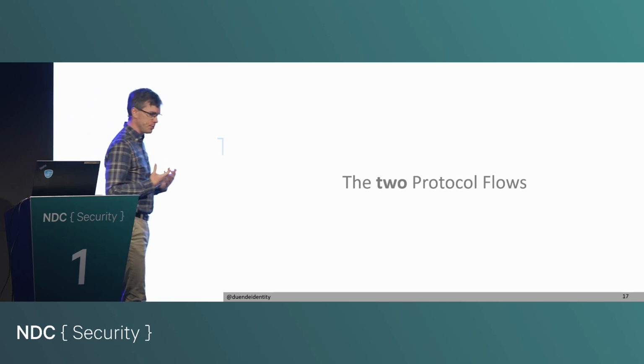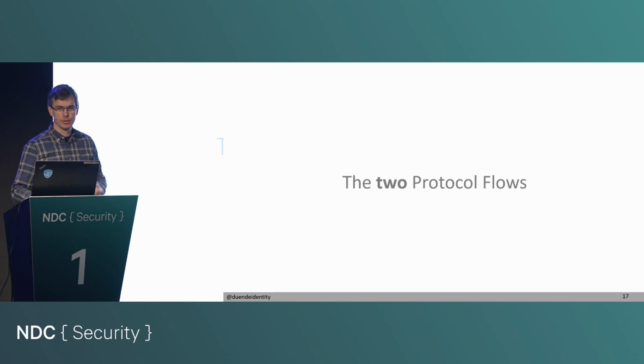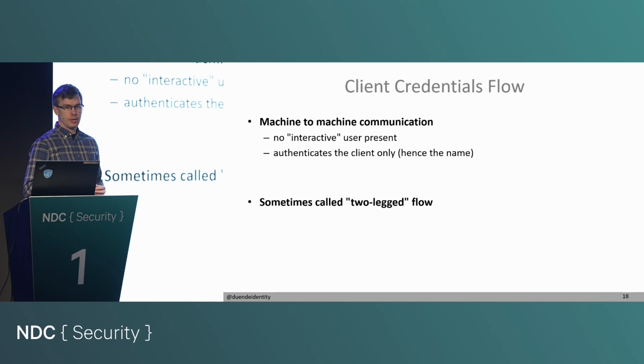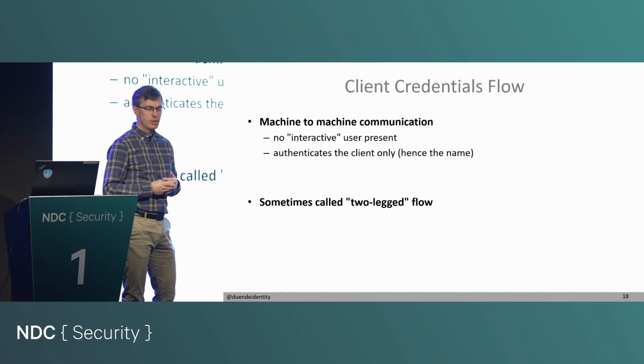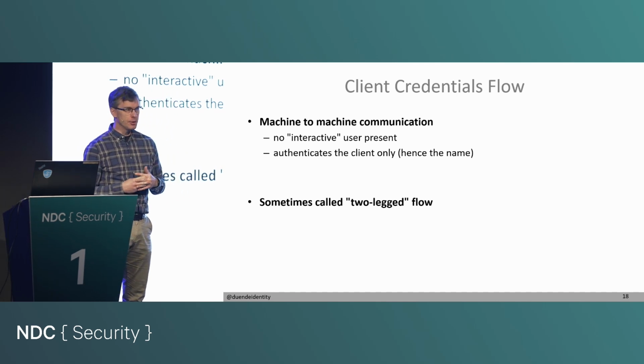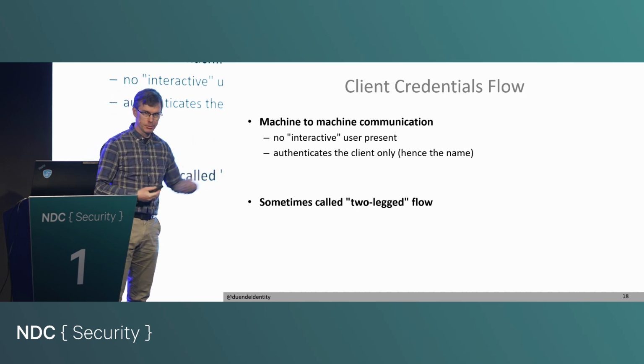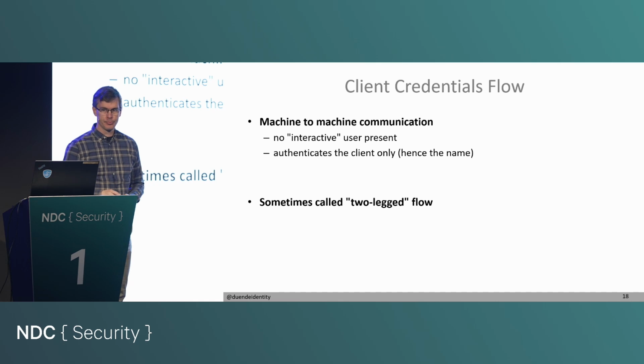Over to how to use it and the two protocol flows. Remember, there are a bunch of different flows in that large complete reference, but the good part is we are only using two flows. The first flow I want to talk about is the client credential flow, and this is for machine-to-machine communication. There is no human being or interactive user present, or if there is, we don't care who it is. We only authenticate the client application. We know what client application is making the call.